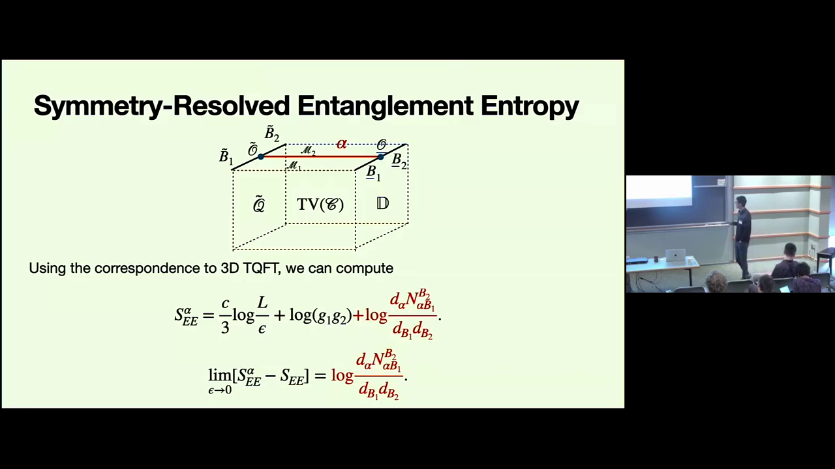So let me just give you some intuition. You can think of this fusion coefficient roughly as the dimension of the representation. It's not completely precise, but you can think of it that way. And the other part, this ratio d alpha divided by d_B1 d_B2, basically tries to measure how frequently a given representation alpha appears in your entanglement spectrum. And you can also try to remove the dependence on this regulator, epsilon, the size of the disk, by taking the difference between this symmetry resolved entanglement entropy and the ordinary entanglement entropy. And you can isolate this new contribution that depends on the representation.